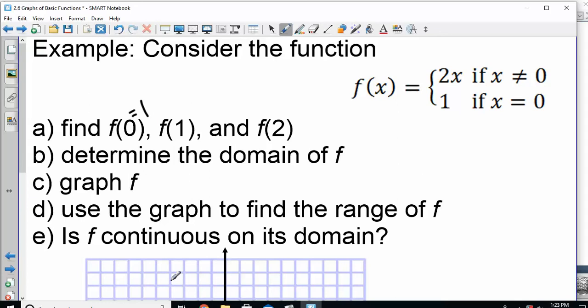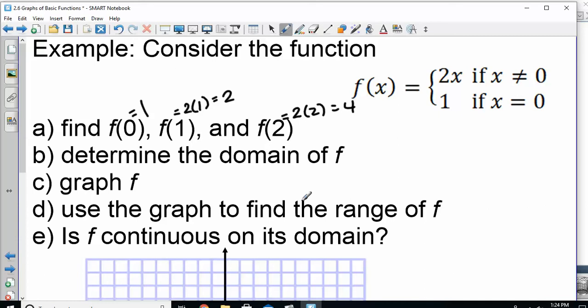The second one, f of 1. So when my x is 1, which piece do I plug it into? The first, so 2 times 1 is 2. And f of 2. When my x is 2, we're putting it in the first, so 2 times 2 is 4. Okay, let's wait and do the domain after the graph.